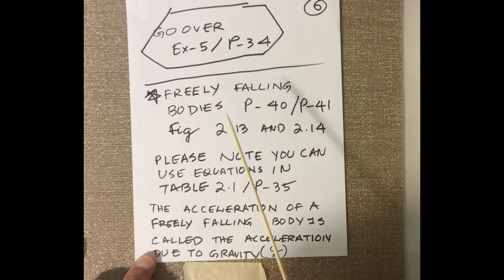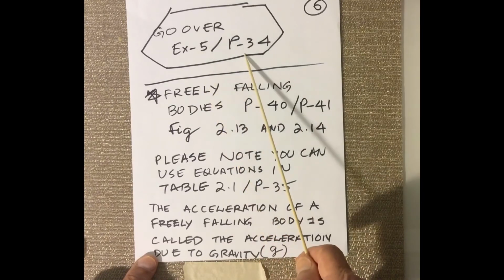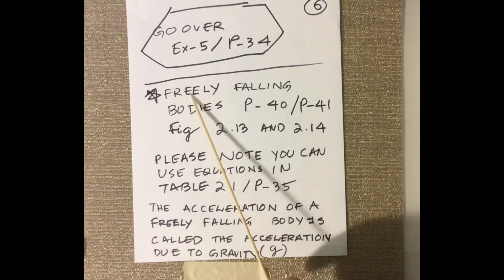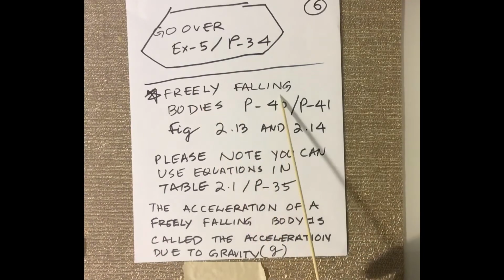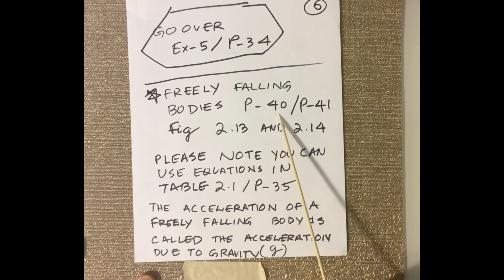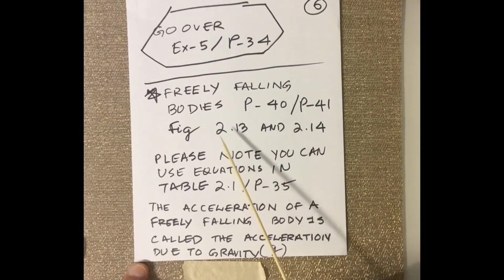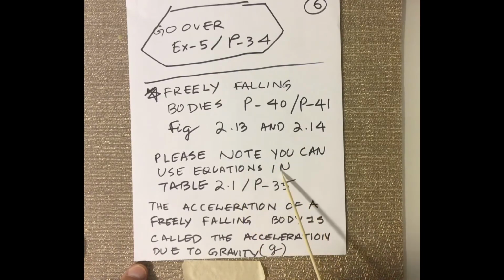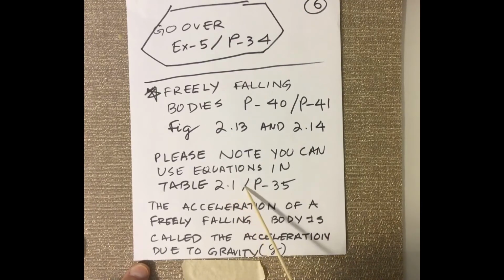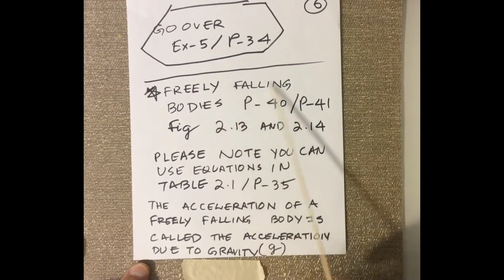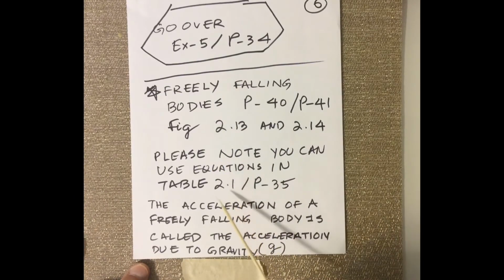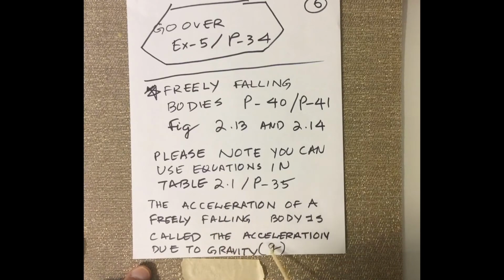Okay, the first one you should go over is example 5 on page 34. Then we have a topic of freely falling bodies on page 40, and we'll be going over 2.13 and 14. Please note that you can also use these equations as you see in table 2.1 to solve problems on freely falling bodies. The acceleration of a freely falling body is called the acceleration due to gravity, which is g.